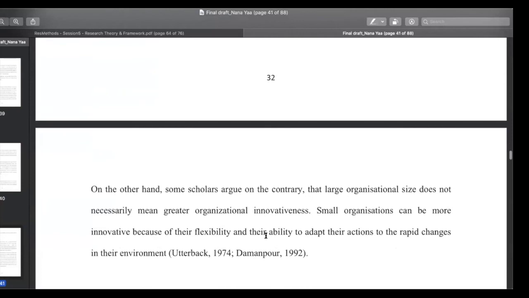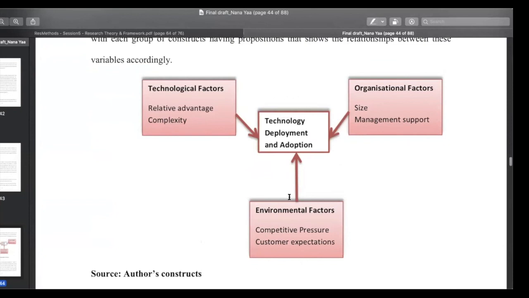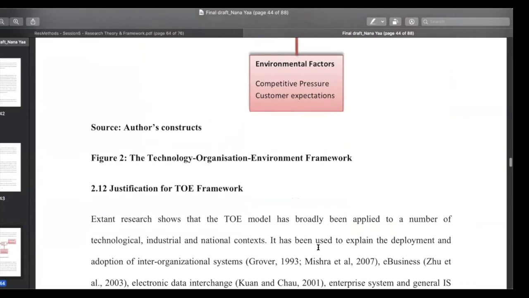Now this is the conceptual framework built upon using the technology organization framework. So in technology, she's asking questions on relative advantage, that's perceived usefulness, and complexity. In organization, she'll be checking the size and management support. In environmental, she's looking at competitive pressure and consumer expectation. This is what she's going to use to study mobile banking. That's all she's telling you. Then she'll justify why she used this one.